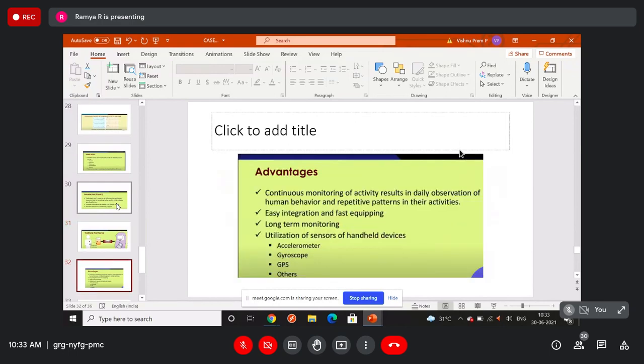Okay, so the advantages of daily activity monitoring: continuous monitoring of activity results in daily observation of human behavior, easy integration, fast equipping, long-term monitoring, and utilization of sensors of handheld devices like accelerometer, gyroscope, GPS and others. Okay, so these all things are the sensors.